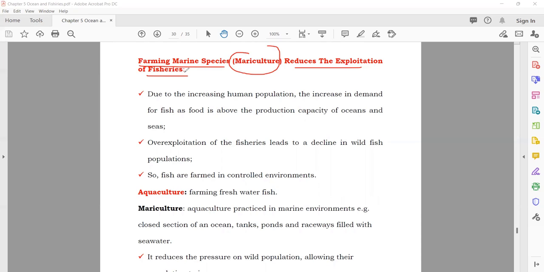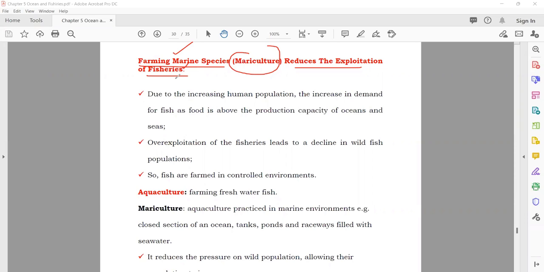That's known as farming. So they're saying that if you do fish farming, that is good. It will reduce the load of fisheries on the ocean. So people will not rely only on the ocean. They can also get fish from these farmhouses.